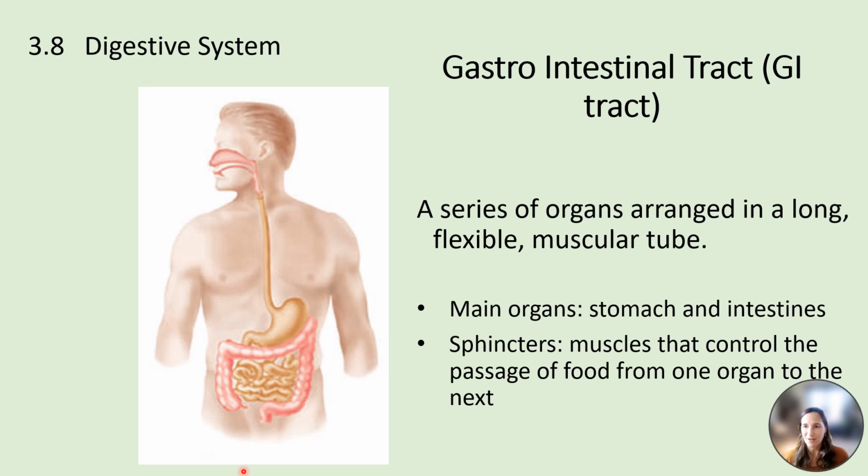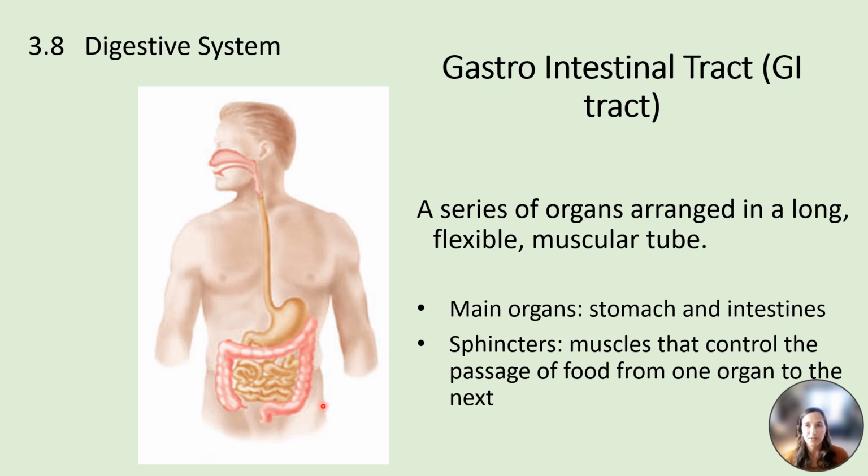Okay, so let's talk about the gastrointestinal tract. We can also call this the GI tract. So this is a series of organs arranged in a long, flexible, muscular tube. And we're going to talk in detail about each of the organs that make up the GI tract. The main organs are the stomach and the intestines, and then they're separated from each other by sphincters, and these are muscles that control the passage of food from one organ to the next.